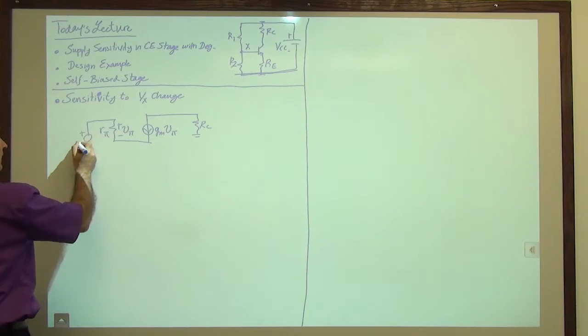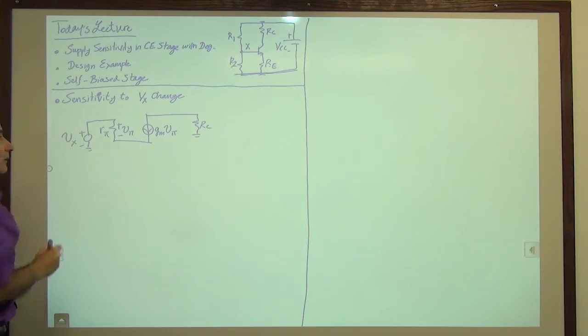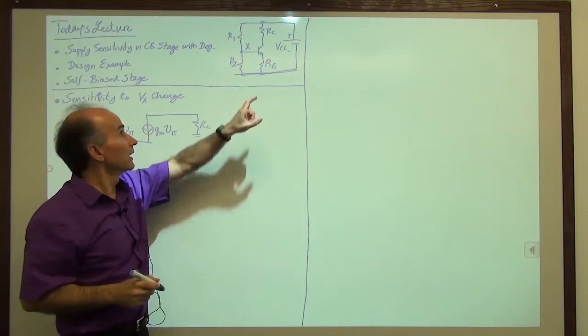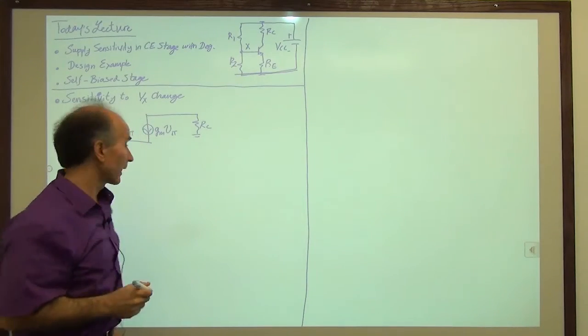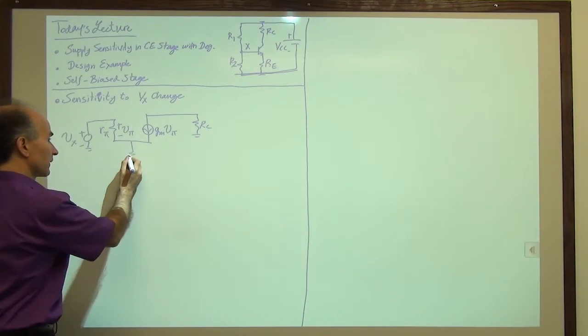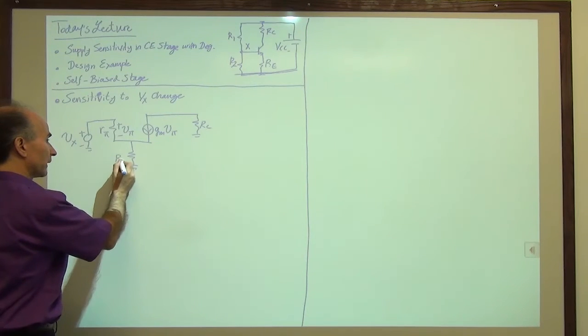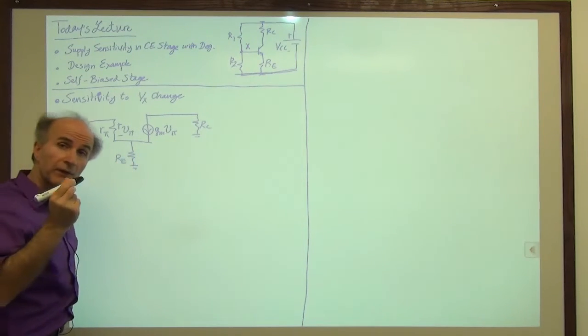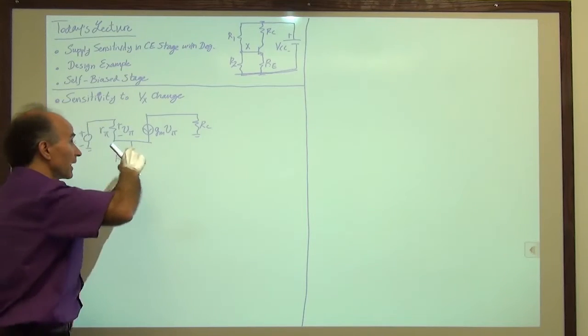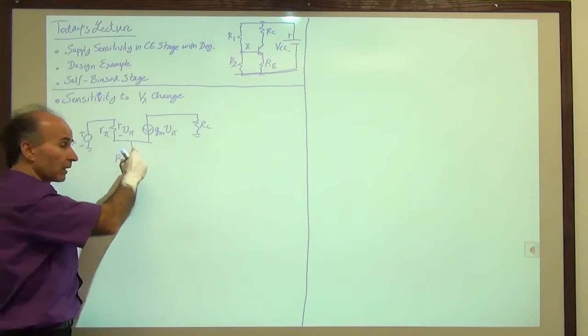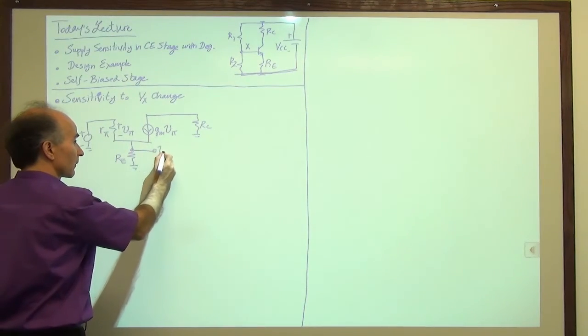Maybe we'll call this Vx. Vx represents the change in this voltage. And we have a resistor that goes from the emitter to ground, RE. And what we are interested in is the change in this voltage. So again, we will call this voltage VE, the small signal change.